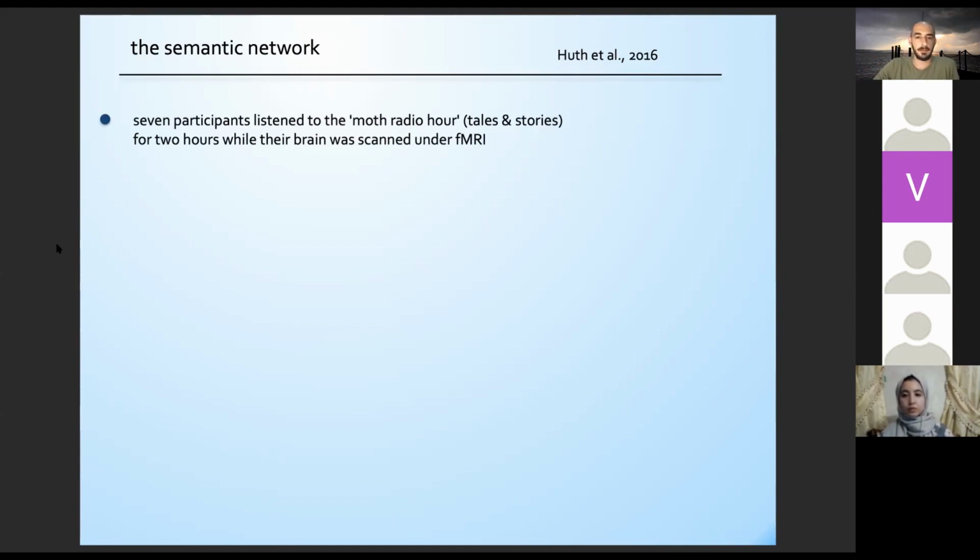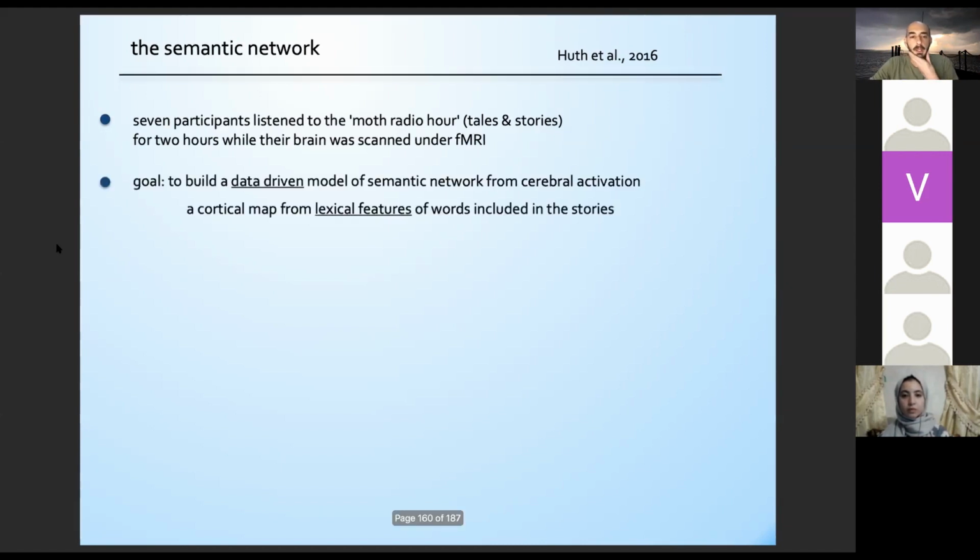So what they did, very simple. They had 7 participants listening to the Moth Radio Hour, which is basically a radio program about tales and stories, for 2 hours, while their brain was scanned under fMRI. That's it. They didn't have to do anything. Just listen to the stories. And the goal of this study was to build a data-driven model of semantic network from cerebral activation.